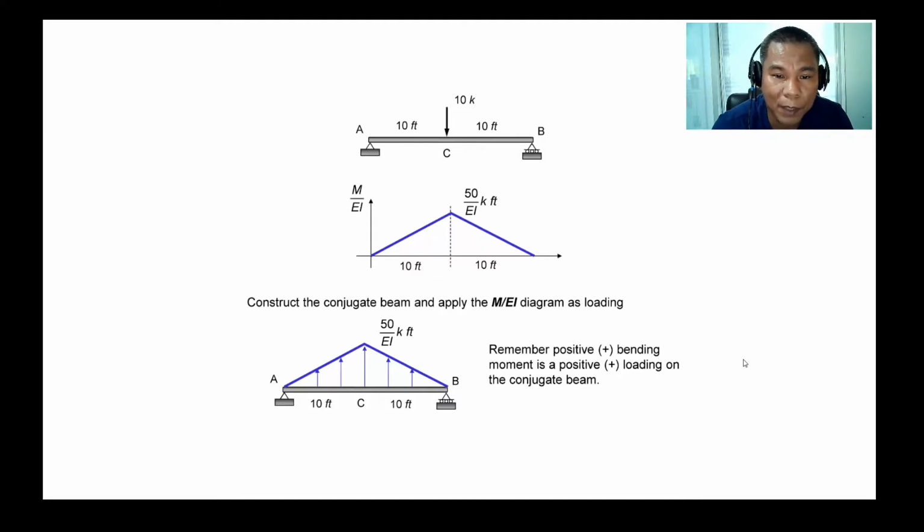After determining the moment diagram using the method of superposition, assume that to be your conjugate beam loading. Remember the sign. It is positive. Bending moment is a positive loading on the conjugate beam. And since our moment is positive, then the load 50 over EI should be up, okay? So the direction should be up. So the reactions at A and B should be downward.